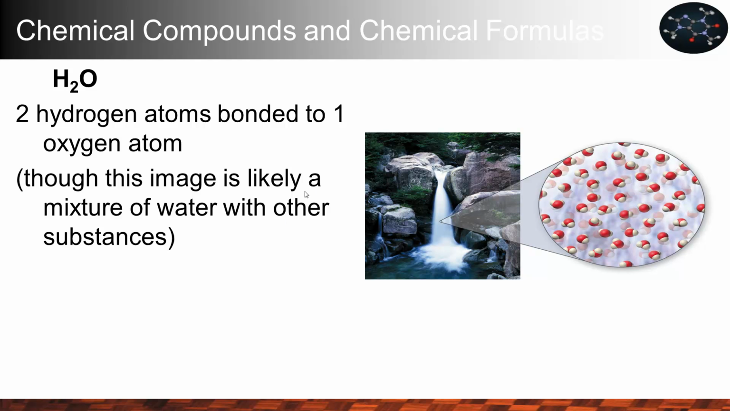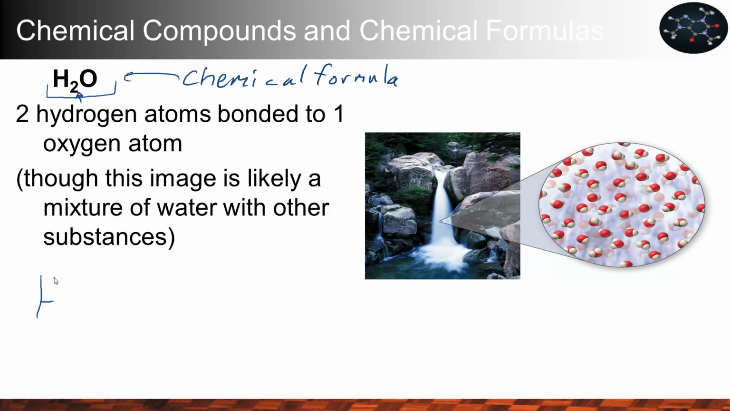Now, we're going to look at chemical compounds. Let's make sure we're all on the same page with what a chemical formula is. A chemical formula is just the element symbols combined with subscripts representing how many of that particular element are present, and that shows the ratio of individual element atoms in a molecule.